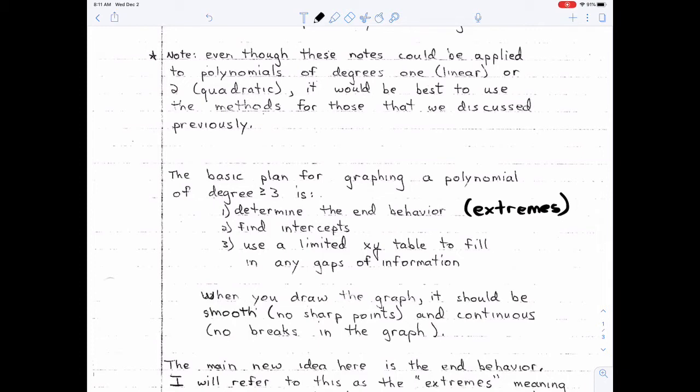Okay, and you'll notice I used the word limited XY table if you need to. Most of the time you don't need to. Sometimes you would, but again, we're not going to worry about that anyway. Also, you should know that for a polynomial, when you draw a graph, it should be smooth. In other words, it should be curved, not pointed. And also, it's continuous. There are no breaks in the graph. It's not going to look like this and then stop and continue like that. It just doesn't do that. It's always going to be connected. Okay?